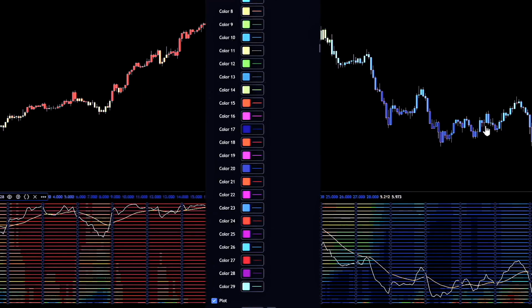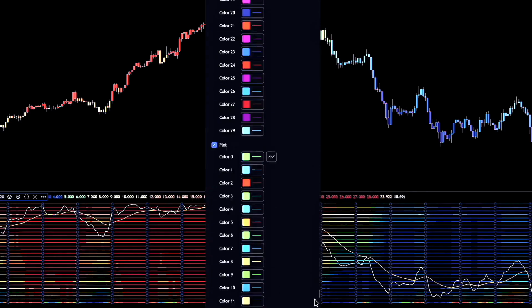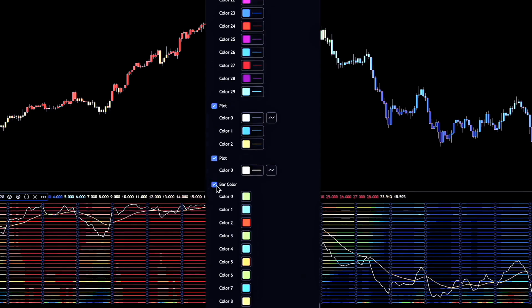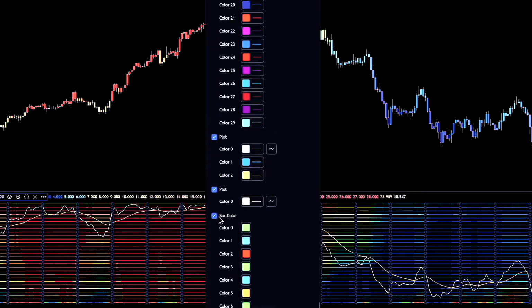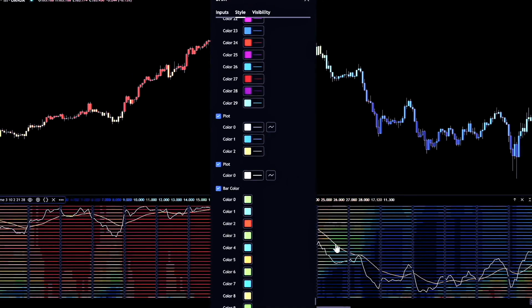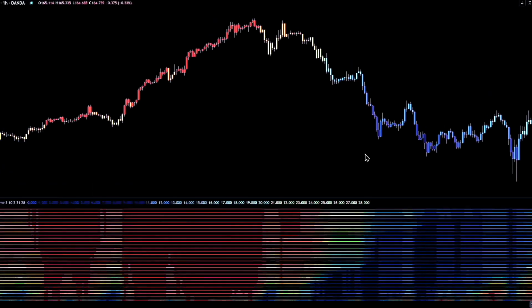There's also an option to color the price candles based on oscillator values, giving you a clear visual of momentum shifts. You can turn that off in the settings if you don't want it. Just scroll down to find it. I'm keeping it on for this strategy, but there are 2 plots we don't need, so disable them to hide those lines. Hit OK, and you're set.